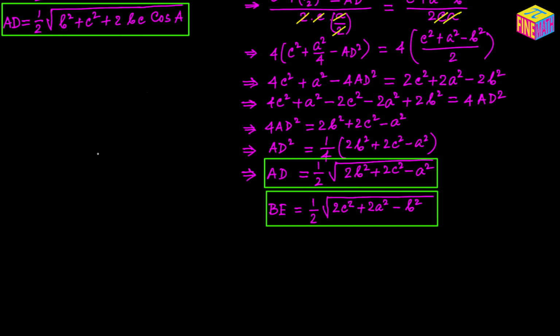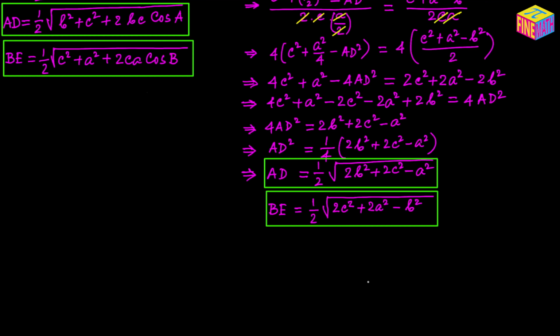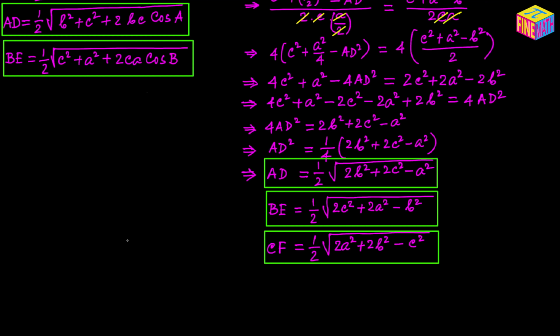And if we write it the other way using cosine of the angle, then we can say BE will be equal to, so I am writing it over here, half times the square root of c squared plus a squared plus 2ca cosine of B. And what would be the length of CF, the third median? CF's length will be like this, half times the square root of 2a squared plus 2b squared minus c squared. And if we denote it using the cosine of angle C, then we can say CF will be equal to half times the square root of a squared plus b squared plus 2ab times cosine of C.